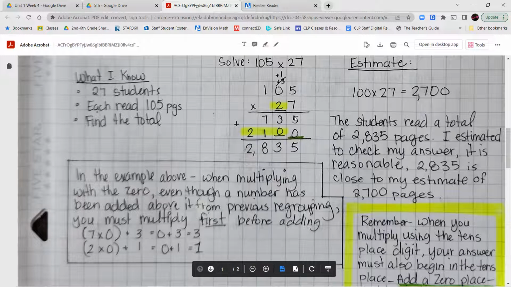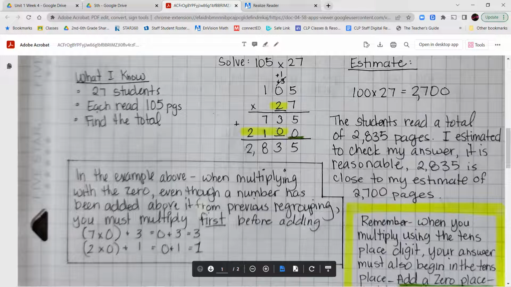5 times 7 is 35. I record my 5 and carry my 3. 7 times 0 is 0, plus that 3 more gave me the 3 that I put here in the tens place, and then 7 times 1 is 7. Then I put my 0 placeholder because I'm going to start multiplying from the tens place, so my answer needs to begin in the tens place.